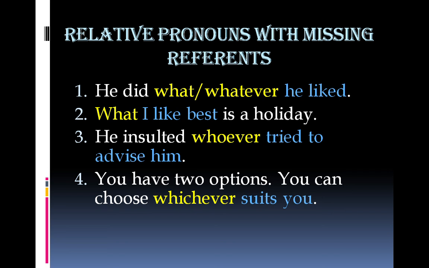He insulted whoever tried to advise him. He is the subject. Insulted is the verb. He insulted whom? Whoever tried to advise him. This part of the sentence answers what question when we frame a what question using the verb in the sentence. This was the tip that we learned to identify objects of verbs, if you remember. So he insulted whom? Whoever tried to advise him. So whoever tried to advise him is the object of verb insulted.